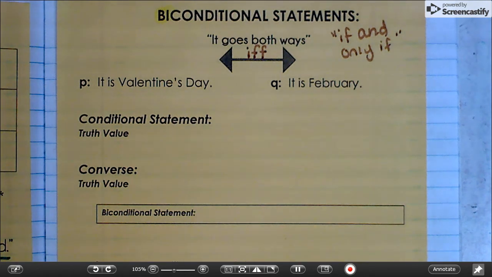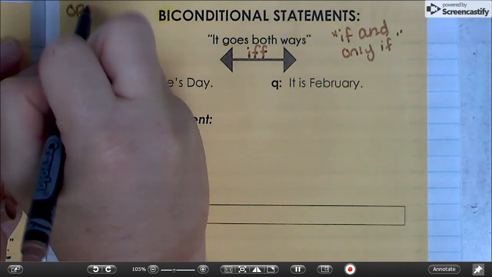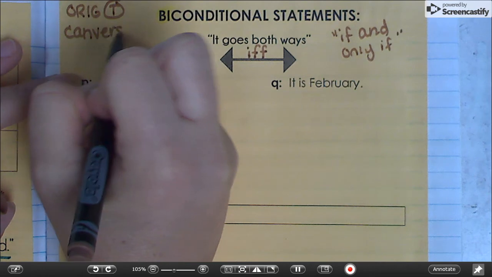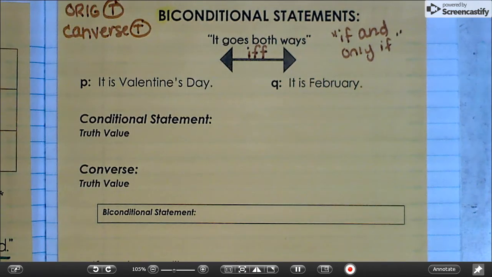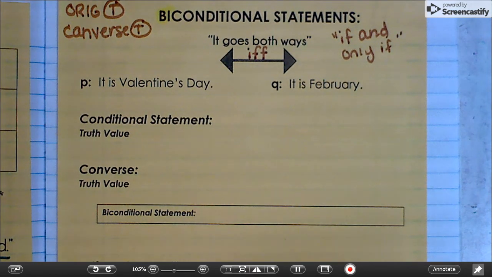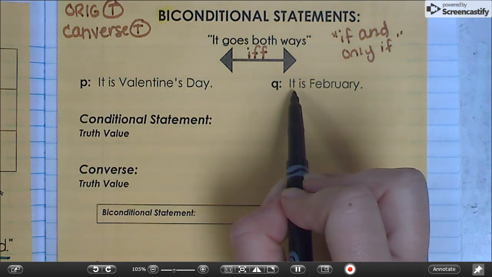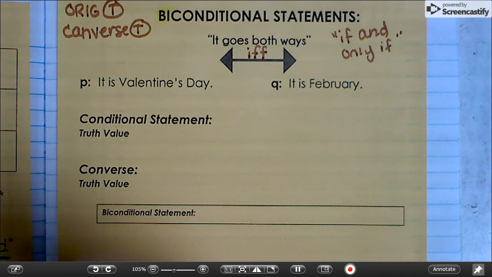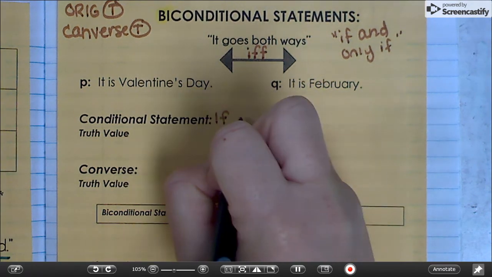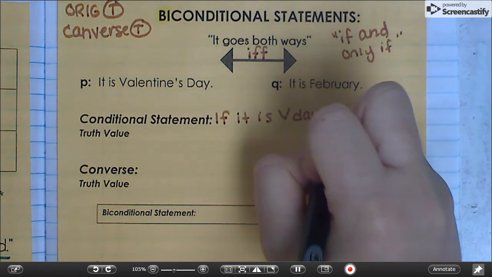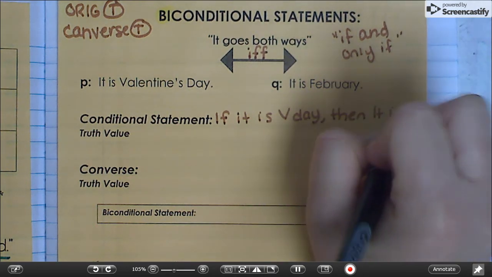So in order to determine that, you need to make sure that your original statement is true and the converse is true. Both have to be true in order to write a bi-conditional statement. So we're going to go through these examples and see if we can write a bi-conditional statement for each one. For the first one, we have it is Valentine's Day as the hypothesis and it is February as the conclusion. So the conditional statement would be if it is Valentine's Day, then it is February.